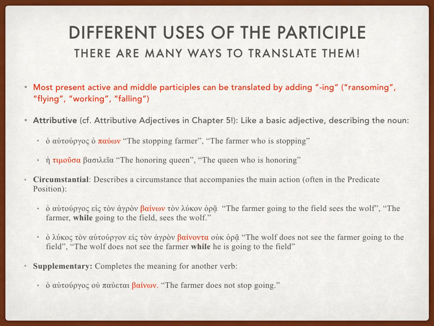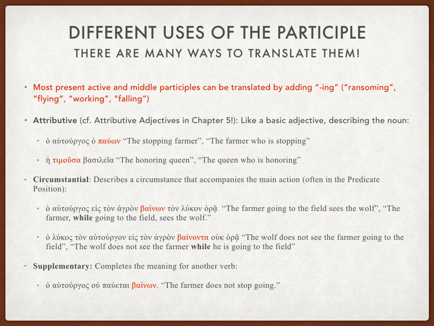Switching it up a little bit, taking the same idea, I can change the participle to agree with something else in the sentence. It doesn't always have to be the subject who's doing the thing of the participle. So I could, for example, have a sentence, and this is the second bullet point here, read: Ho lukos, my new subject, ton autourgon eis ton agron baínonta. There's my participle in red, ouc horā.